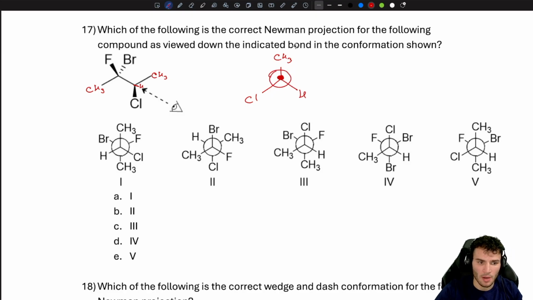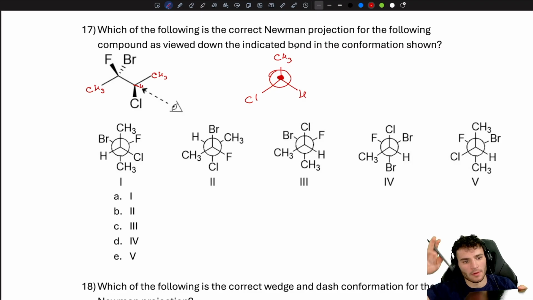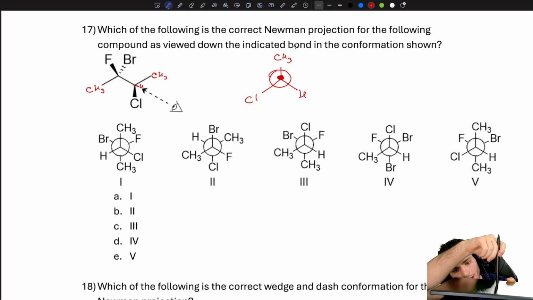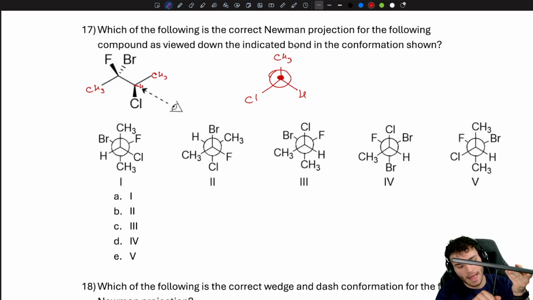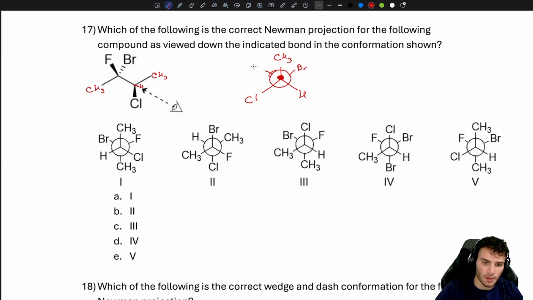And on our back carbon, if we're looking from our left, our fluorine is on a wedge, so it's going to appear on our left, while our bromine is on a dash, so it's going to appear on our right. So bromine is going to be somewhere here, fluorine somewhere here, and methyl somewhere here. And so the most important groups to pay attention to are this chlorine, this fluorine, and this bromine.